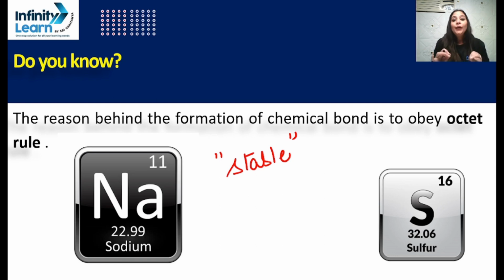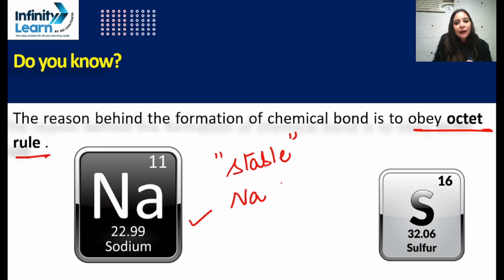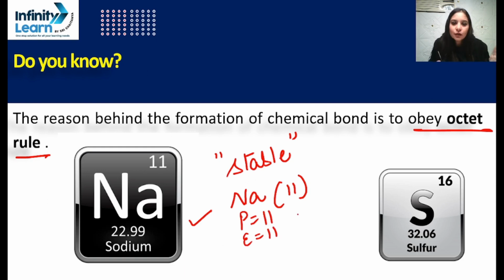Now, how will we come to know which particular element is stable or which is not stable? For that we have the octet rule. What is the octet rule? It is the tendency to have 8 electrons in the outermost shell. I'll give you an example. See, this is sodium. You know the symbol of sodium is Na. Atomic number is 11. Atomic number gives us the number of protons, and for every atom, the number of protons and electrons is the same. So it is also 11.